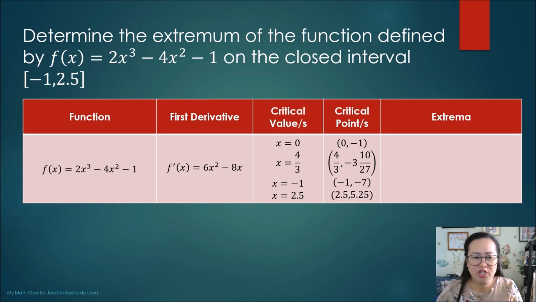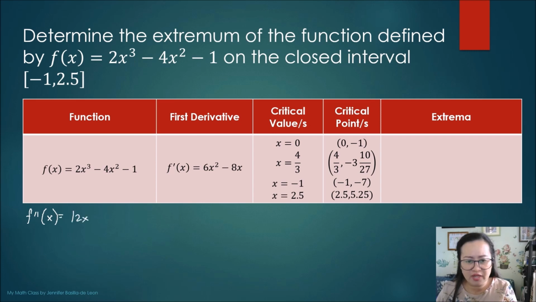Now let's check on this example. We are asked to determine the extremum of the function defined by f of x equals 2x cubed minus 4x squared minus 1 on the closed interval negative 1, 2.5. Now let's use the second derivative test. We have now the first derivative, so let's get the second derivative of the given function. Therefore, we will have 12x minus 8.